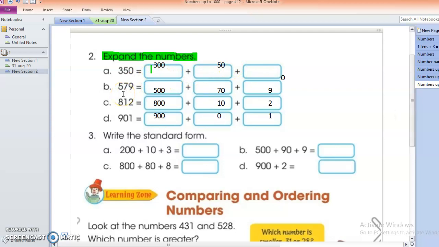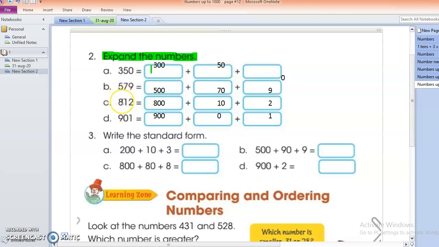For the B part, 579, you need to check the value of 5. It is at the hundreds place, so the value of 5 will be 500. And for 7, it is at the tens position, so it will be 70. And for 9, it is at the ones place, that's why it will be 9. Same, you will complete parts C and D.